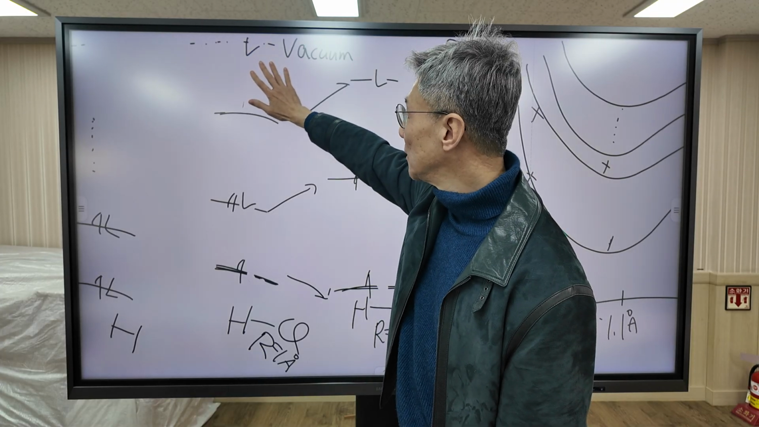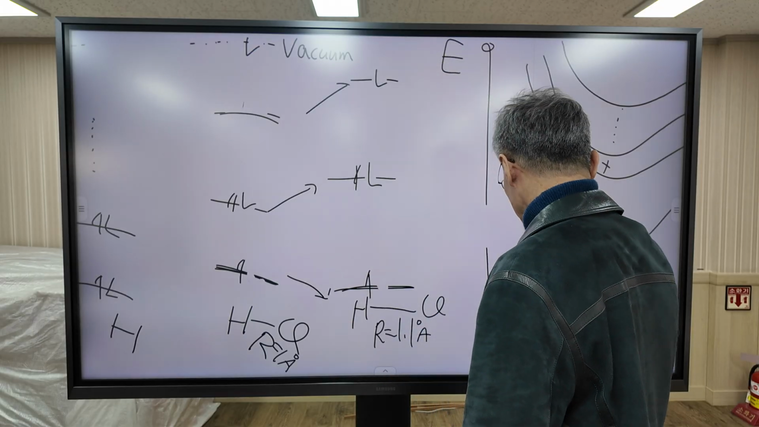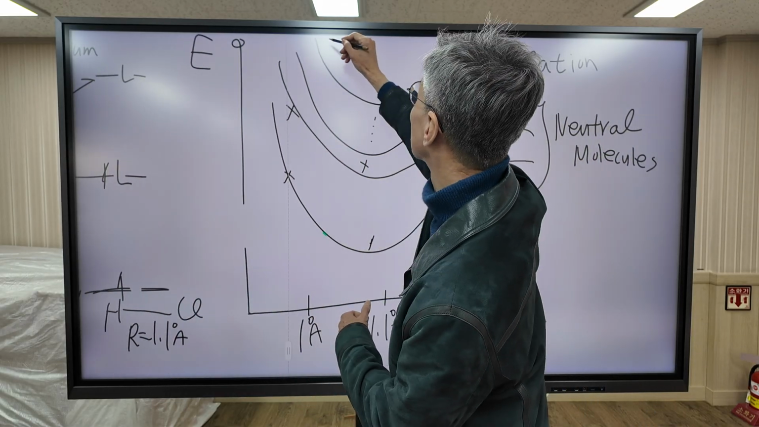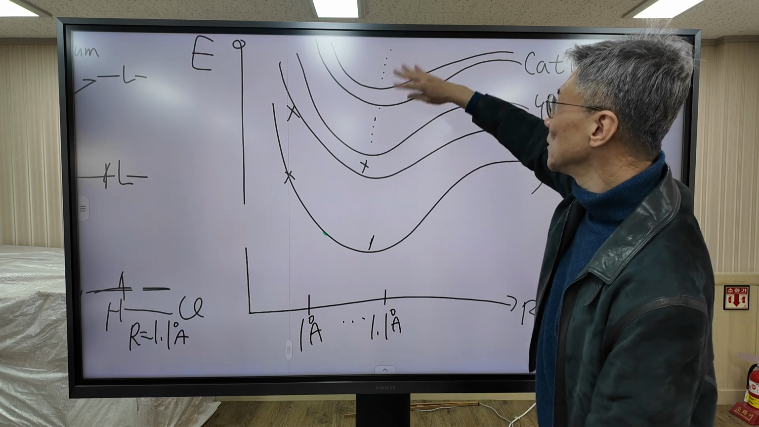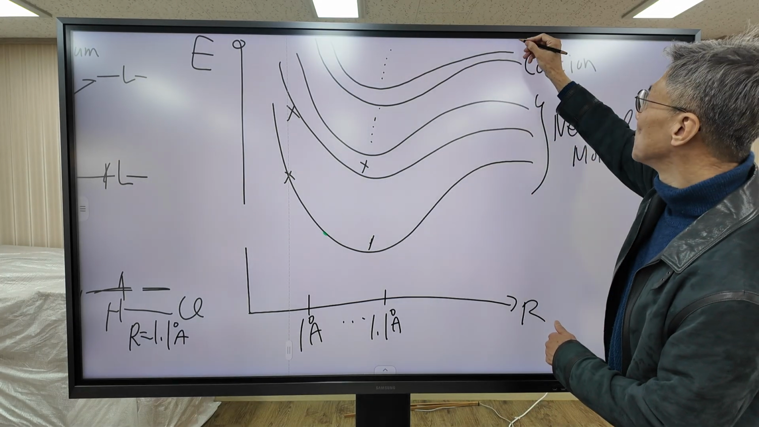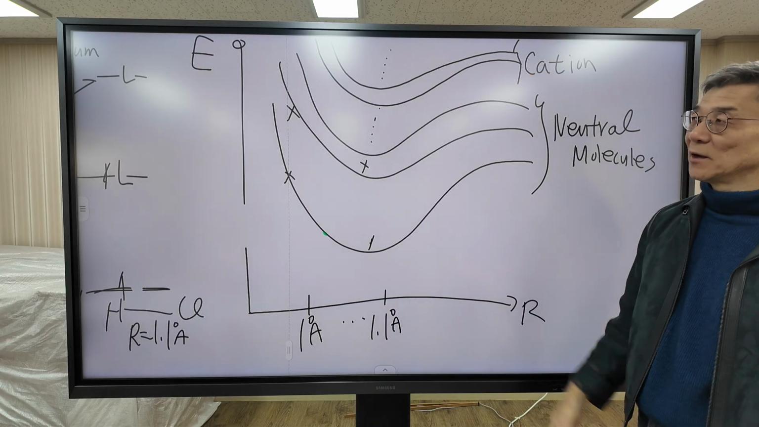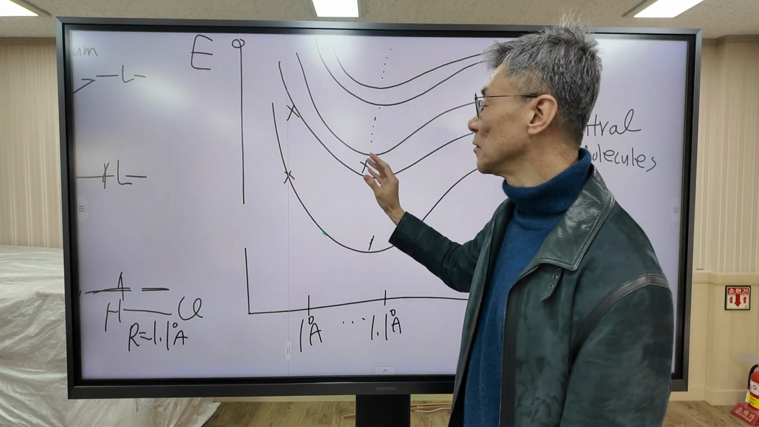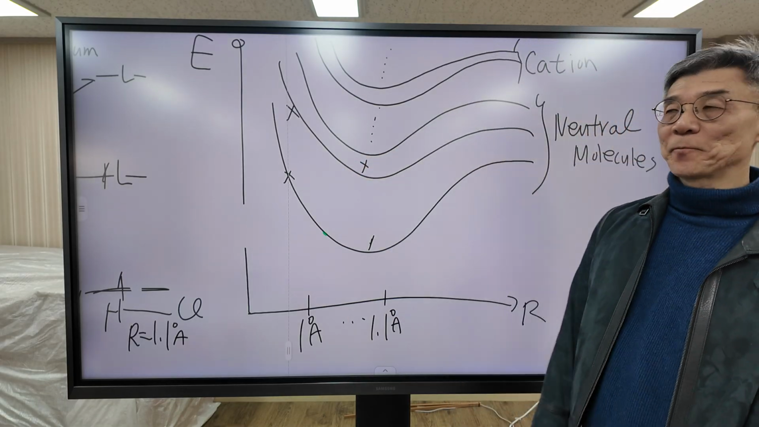You can draw the potential energy curve for this configuration. So you can draw another cation potential curve. So you can also draw an infinite number of cations. In this way, an infinite number of potential curves can be drawn. This is the interpretation of the potential energy curve by quantum chemistry.